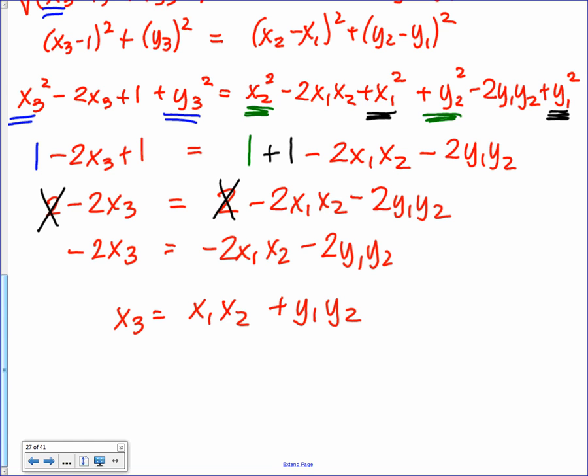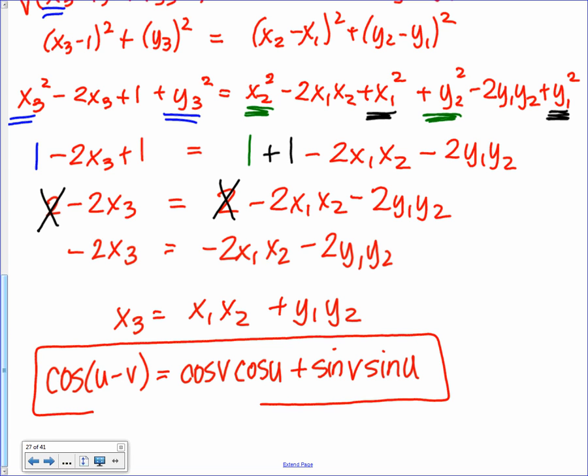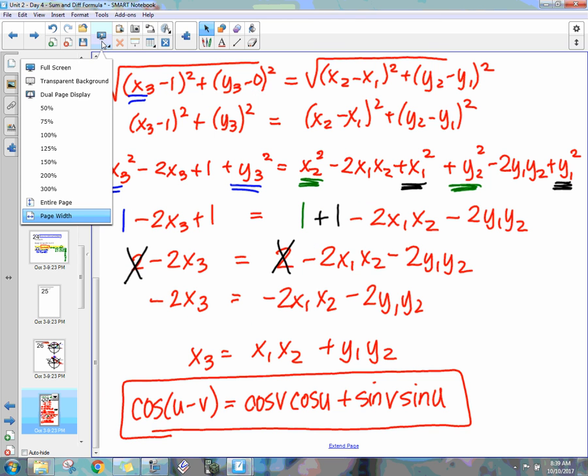What does that mean? This is the cosine of u minus v. That's what x sub 3 represented. This is equal to the cosine of v times the cosine of u plus the sine of v sine of u. I probably should have addressed that a little bit better in the beginning of this. Okay, this is the difference formula for cosine.